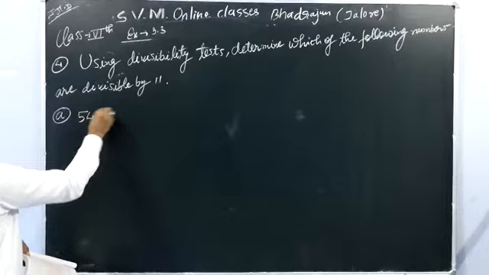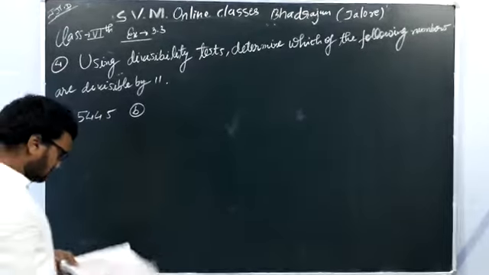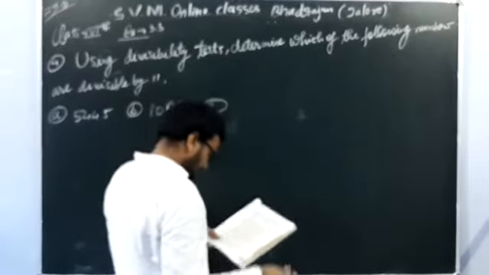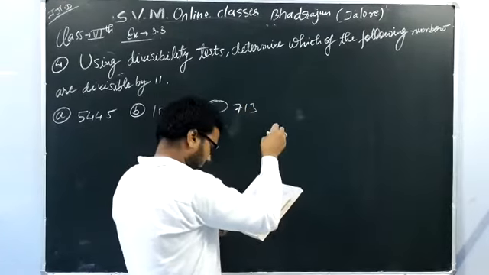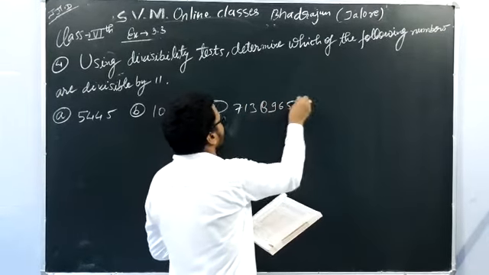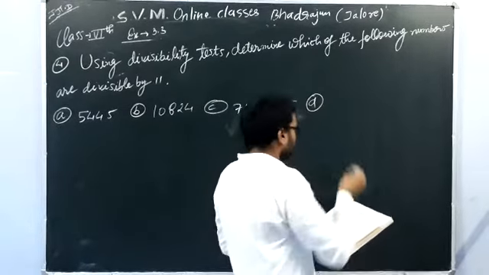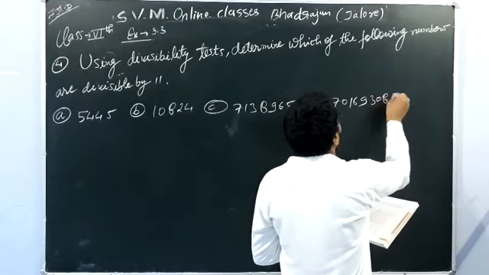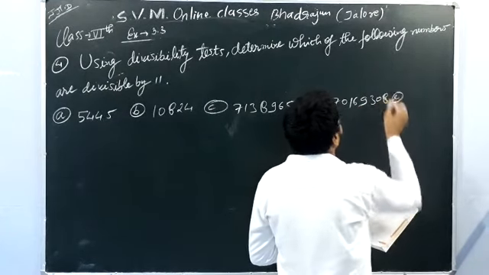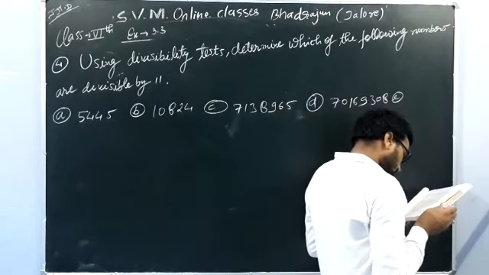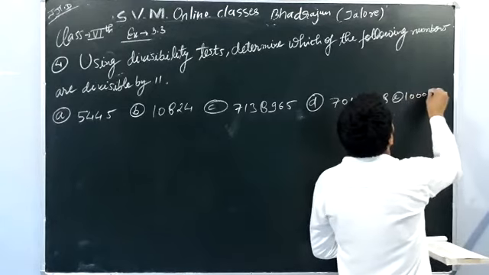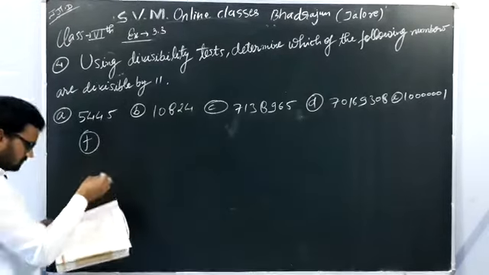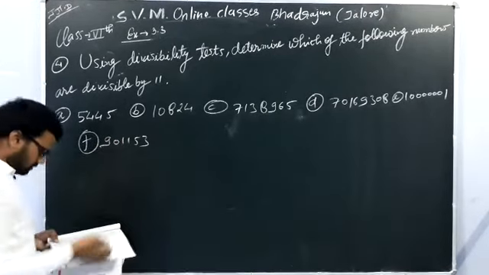our part A is 5445, our part B is 10824, our part C is 713 8965, our part D is 70169 308, our part E is 16 0 1, and our part F is 901153.